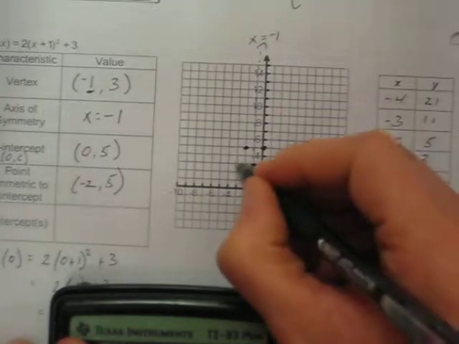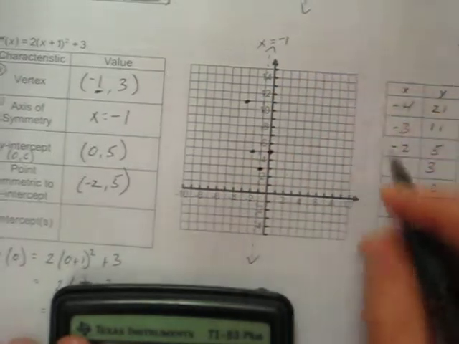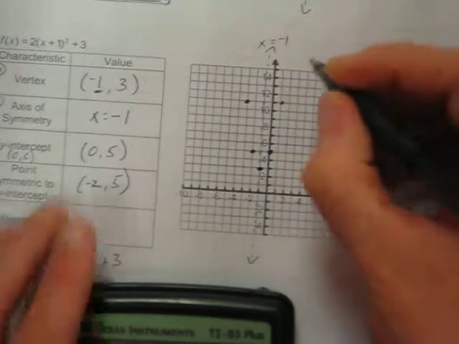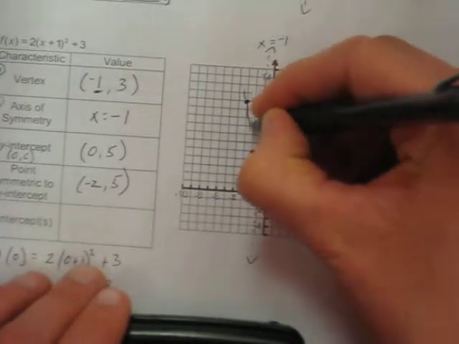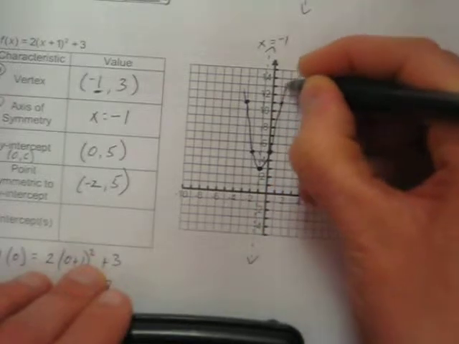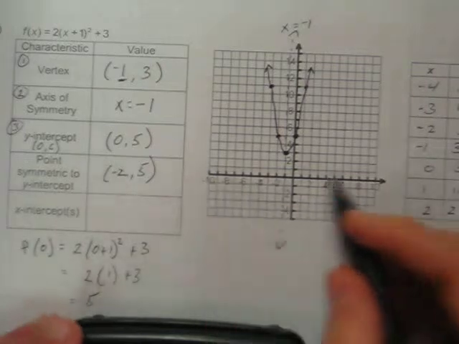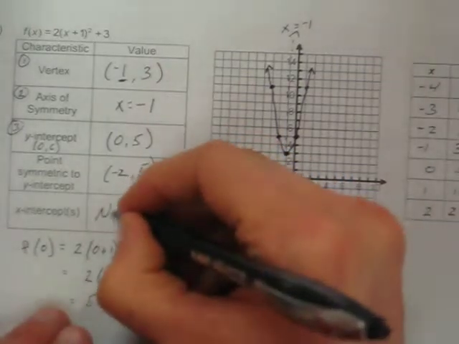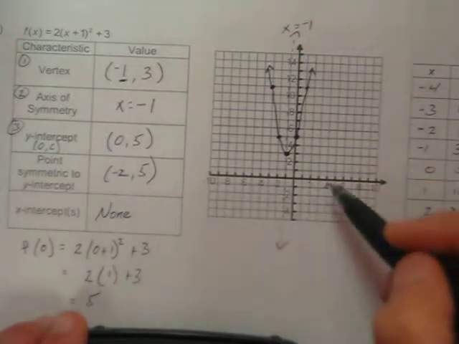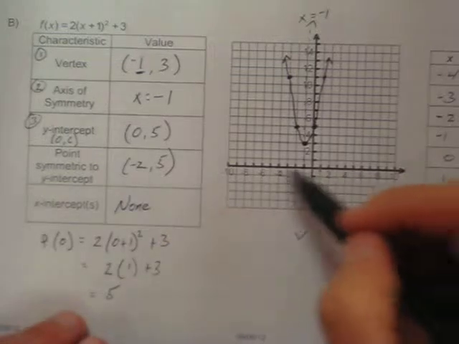Now I'll graph (-3, 11), and then I have (1, 11). So now I have 5 points. I can go ahead and graph it. If you look at this, there are no x-intercepts, there are no roots, so you would just say none. We'll learn how later to find these. These are actually going to be called the solutions of the quadratic. This one would have no solution.